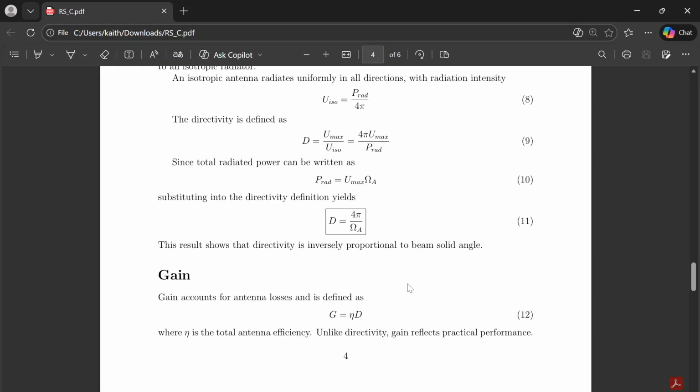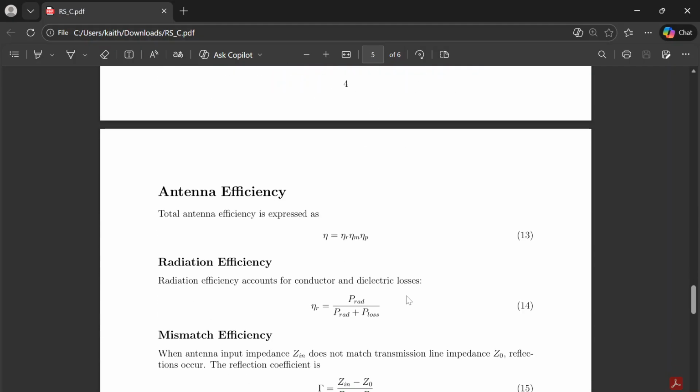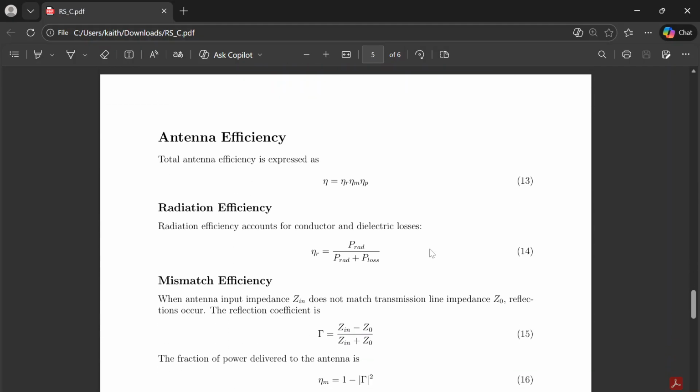Now, this directivity is not directly seen in the practical performances. So, in practical performance, we see the gain. Gain accounts for the losses also made by the antenna. So, gain is the directivity multiplied with a quotient which is called the total antenna efficiency. It's just the scaled version of directivity. The antenna efficiency or the total antenna efficiency is expressed as the product of radiation efficiency multiplied by the mismatch efficiency and the polarization efficiency.